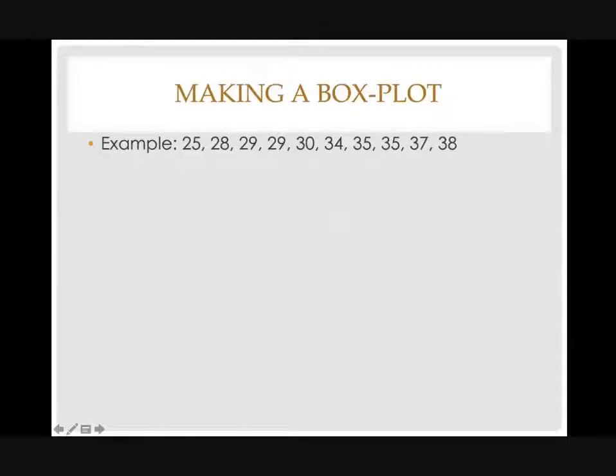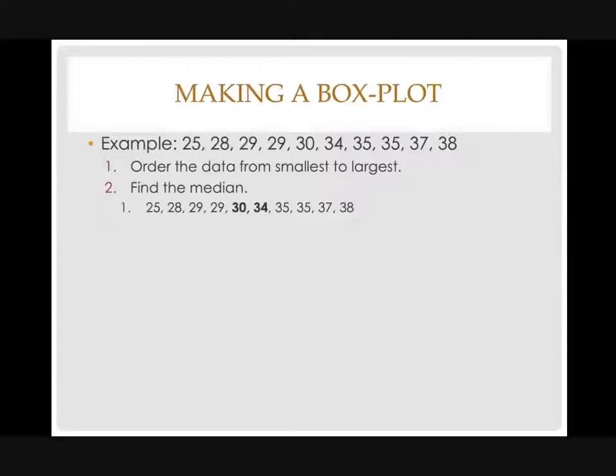So, making a box plot. Notice the following example. The first thing you want to do when constructing any box plot is order the data from smallest to largest. And then we want to find the median. What if you have two numbers in your median? At this point, we take the average of those two numbers. And so here we get that the median is 32.